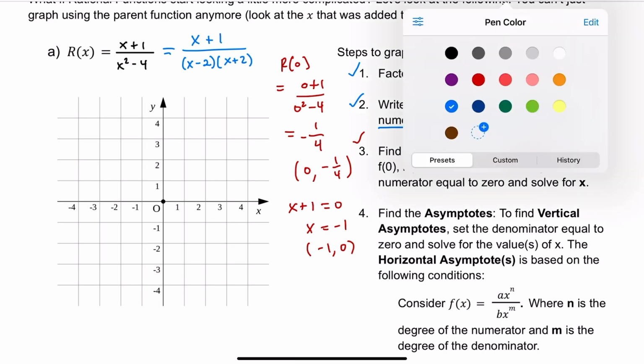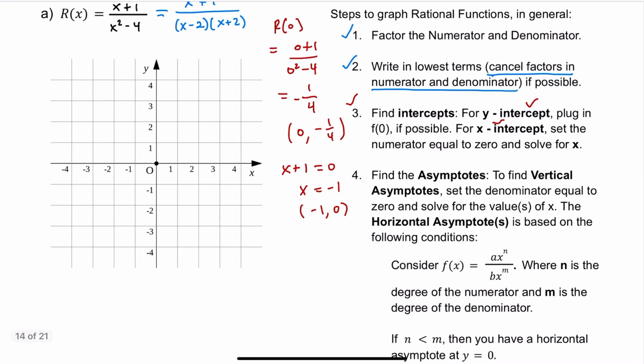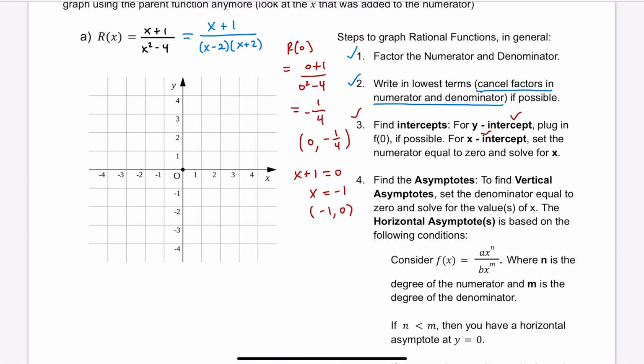Just to switch ink here, let's go to green. All right, moving on to 4. So finding the asymptotes, okay? This is very crucial because it's an important part of how it sort of dictates how the graph is going to come out.